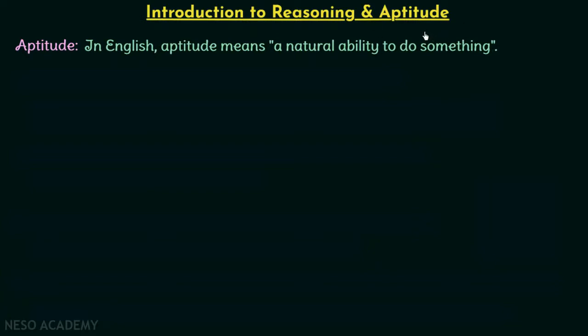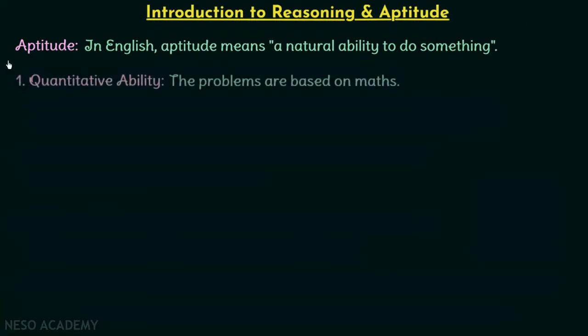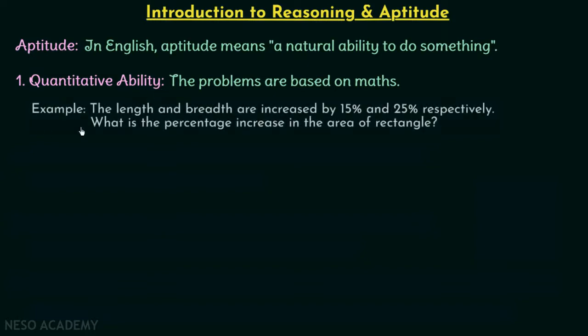Now we will move on to the subsections of reasoning and aptitude, or you can say different classes of reasoning and aptitude. The first one is quantitative ability. In this, the problems are based on mathematics. So whenever you have a problem which needs mathematical calculations, it will be under quantitative ability section. For example, the length and breadth are increased by 15% and 25% respectively. What is the percentage increase in the area of rectangle? So this problem requires mathematical calculations.